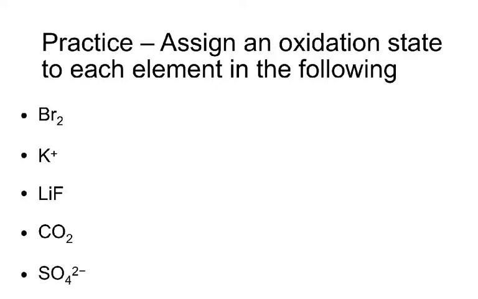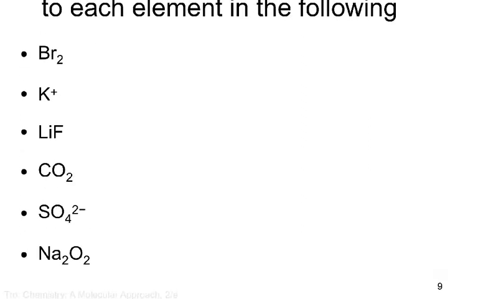All right, here's a practice for you. Assign an oxidation state to each element in the following. So here's some for you to work through. I would pause it and then come back and check. So bromine is an atom, so it's 0. Potassium has a +1. Lithium is a +1. Fluorine is a -1. CO2, my oxygen is a -2, which means my carbon overall is a +4.